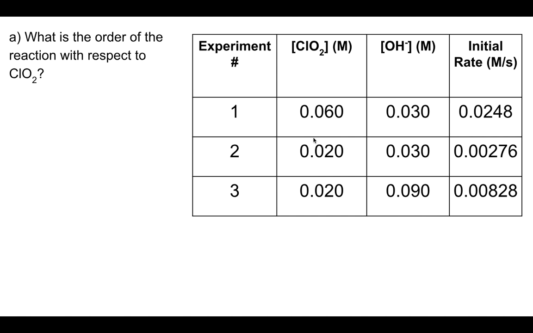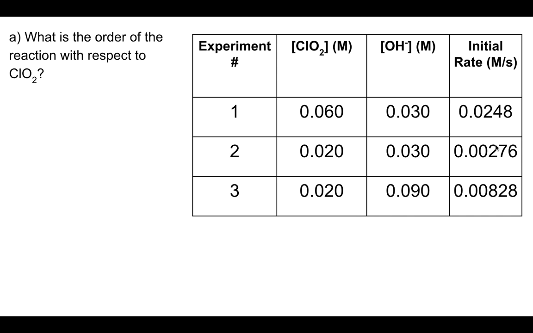I always want a whole number. It's easier to work with. So I'm going to start with my lower one. And when I go from 0.2 in experiment 2 to 0.06, I am increasing it by multiplying by 3. So this is 3 times.